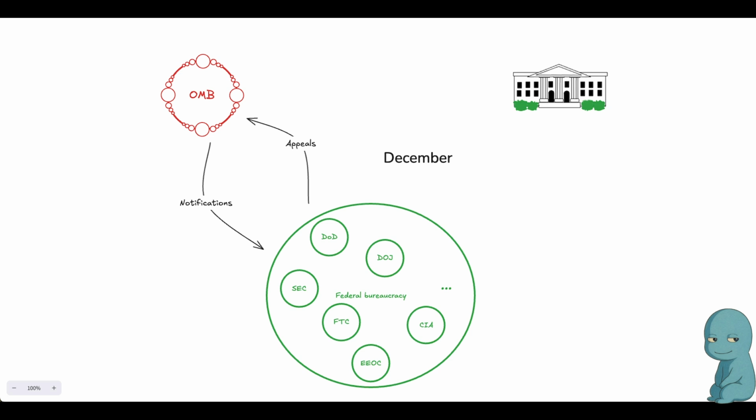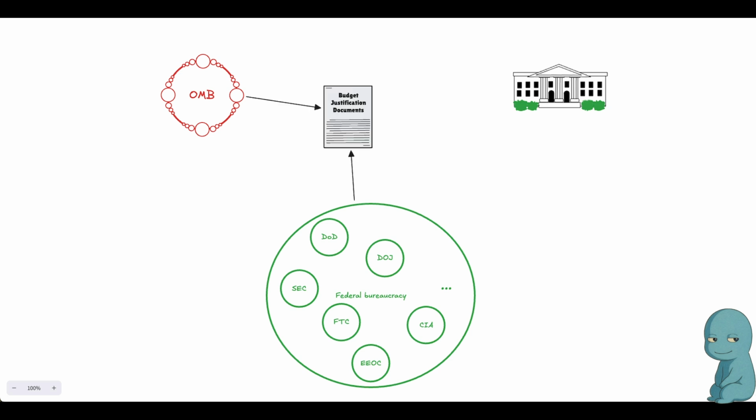Finally, once all appeals have been worked through and a proposal has been finalized, so-called budget justification documents are created by OMB together with the agencies. They are basically what they say on the tin. They explain the reasoning, including the policy priorities that went into each agency's budget. This is intended for the Congressional committees working on the budget in the next step.